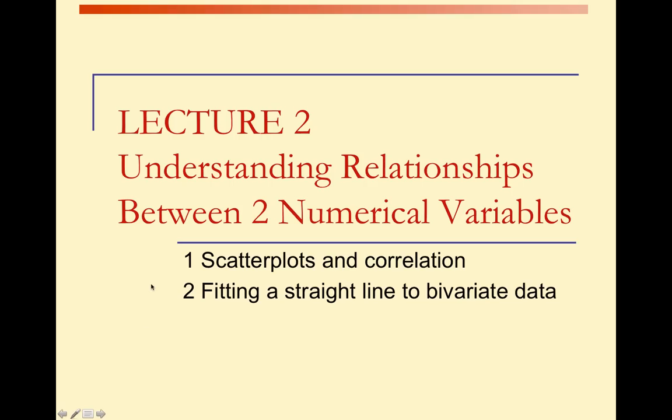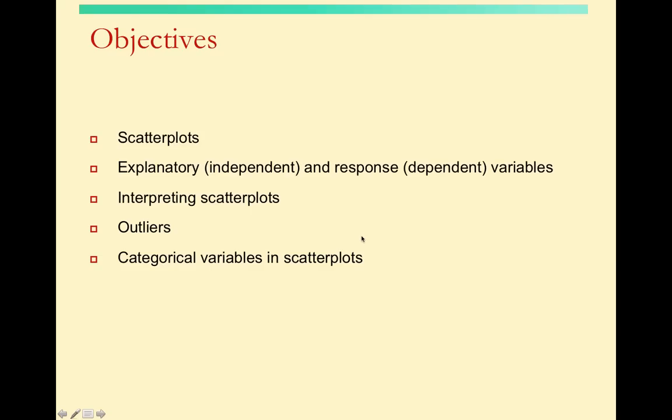Aloha and welcome to Lecture 2 on understanding relationships between two numerical variables. We're going to talk about making scatter plots and a little bit of the ideas on correlation and more generally about the association between numerical variables. Talk a little bit also about fitting a straight line to bivariate data. Bivariate data simply meaning two variables that vary together.